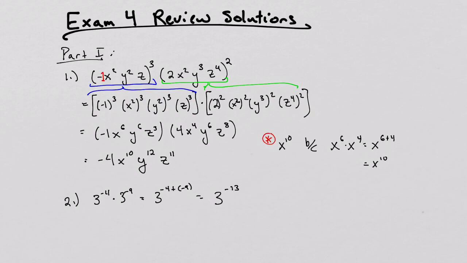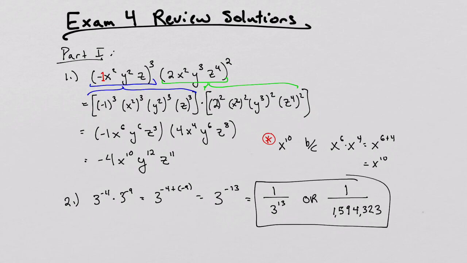But remember, 3 to the negative 13, we want to deal with positive exponents, so this is the same thing as 1 over 3 to the 13th. And you can leave it like that. If you want to actually write down what 3 to the 13th is, you could also write this as 1 over 1,594,323. Either way would be accepted on the exam. Just make sure that you're dealing with a positive exponent.